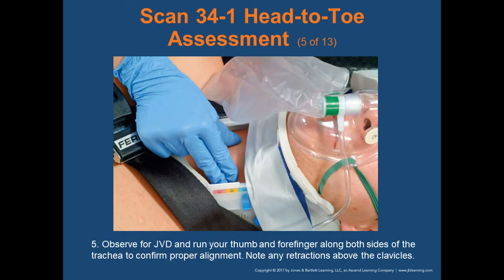Now we're going to check for tracheal deviation and jugular vein distension. We've also checked his cervical spine. We may even need to take his collar off to do a good inspection of the cervical spine while we maintain the head in alignment.